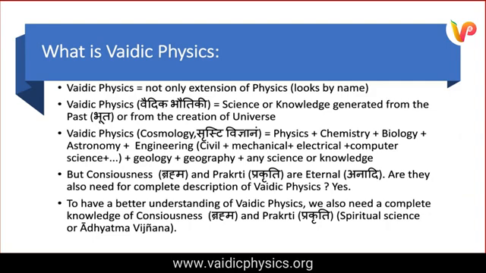So this is the question: do we also need them for a complete description of Vedic physics? We say yes. To have a better understanding of Vedic physics, we also need a complete knowledge of consciousness, which is Brahm, Parampita, Parameshwar, and Prakriti, from where all the material science originates.